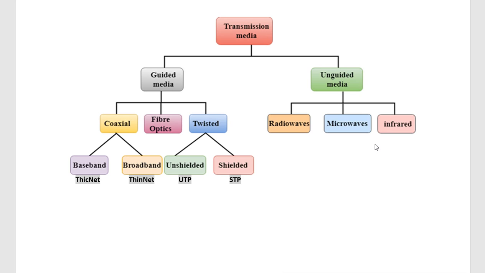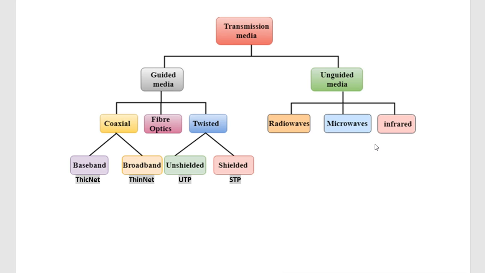So this is the transmission media, guided and unguided. Under the guided media, we have twisted pair, fiber optics, and coaxial. And unguided media, we have radio wave, microwave, and even infrared. Nobody uses infrared because of its limitations. Infrared cannot go for a long distance and it is also very slow.